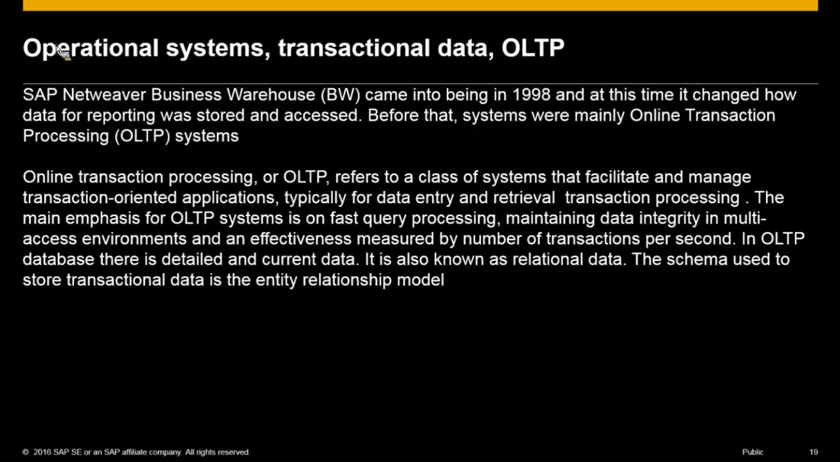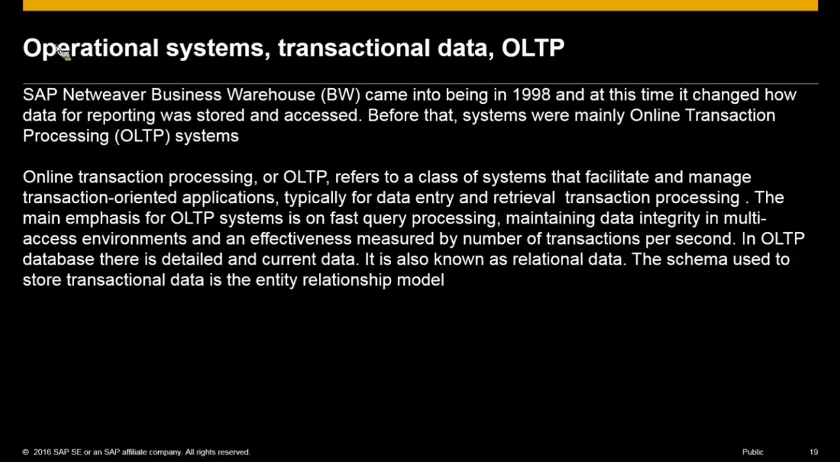But before that, all of the systems that we would have been using were mainly online transactional processing. So this is referring to a class of systems for transaction-oriented applications. It was more geared to fast data entry and retrieval of transactional processing. So in an OLTP database, there will be detailed and current data. So the schema used to store this transactional data is the entity relationship model.